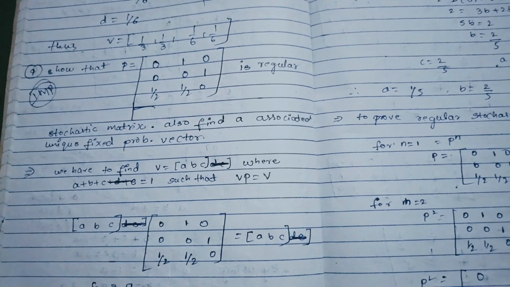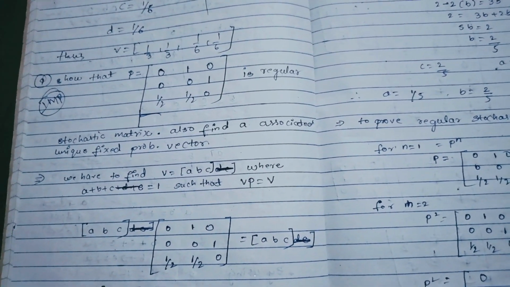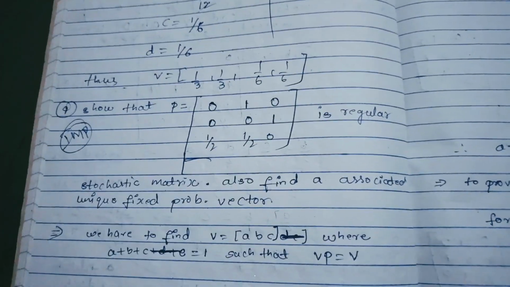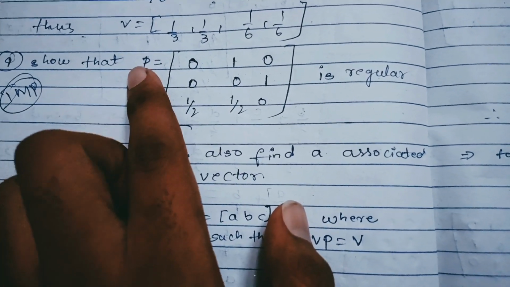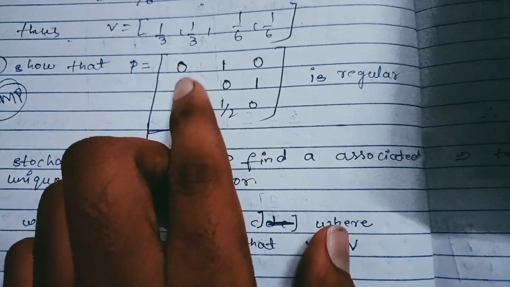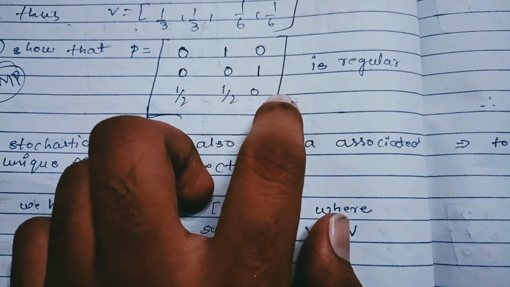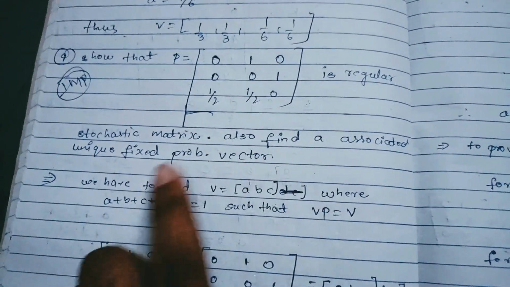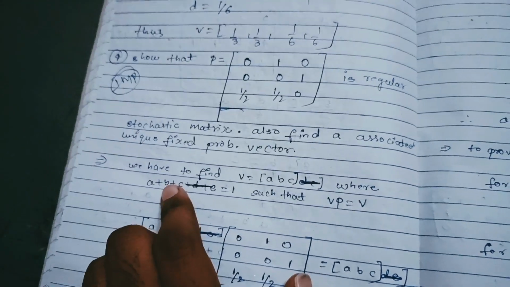Okay, we solved the given problem programmatically using a Python program. Now theoretically we can see the result. P is a given matrix, with rows 0 1 0, 0 0 1. Let's check the entries: we must show that it is a regular stochastic matrix, and also find the associated unique fixed probability vector.